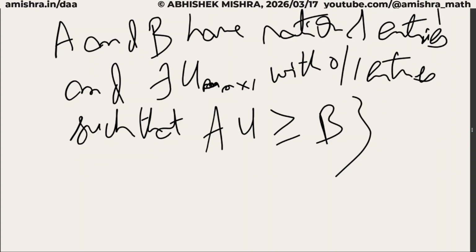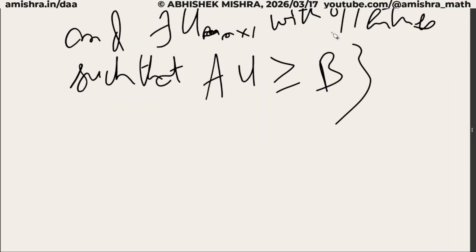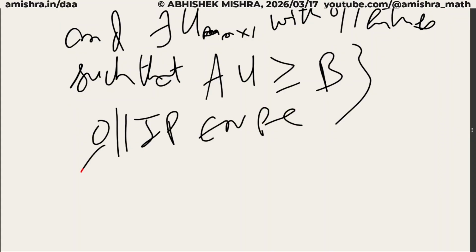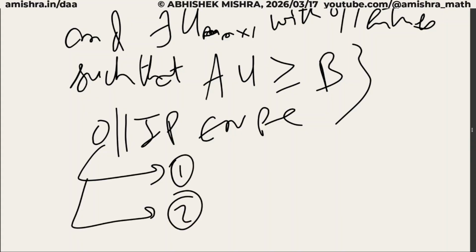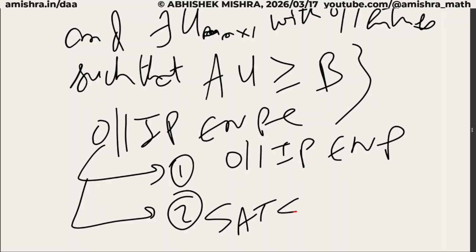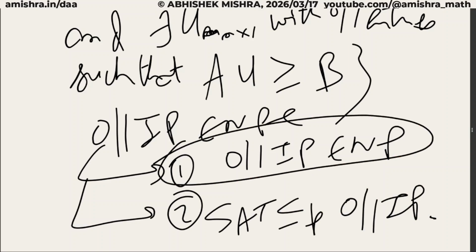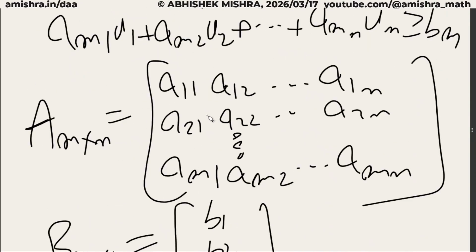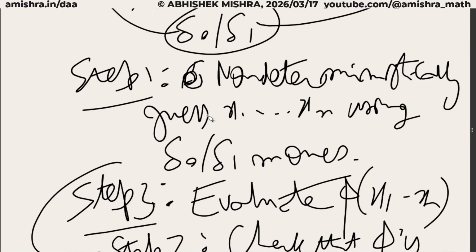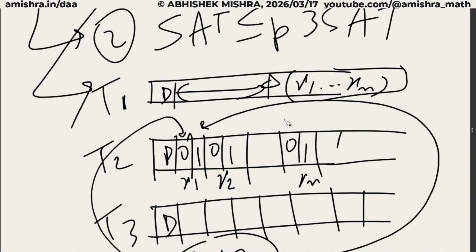So now we have to prove that 0-1 IP is NP-complete. So again, two things we have to prove. First, 0-1 IP is in NP. Second, SAT reduces in polynomial time to 0-1 IP. Again, the first proof is very similar. So here also, again I will show the same diagram.